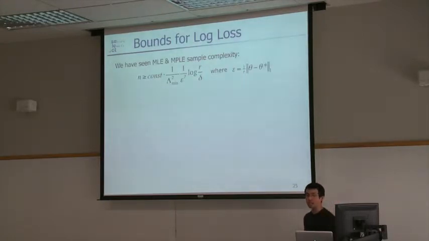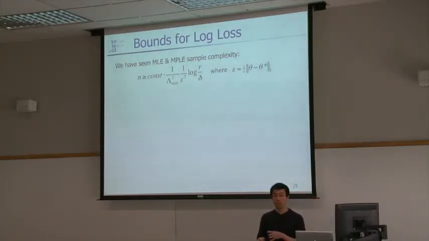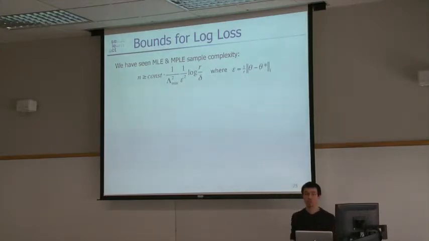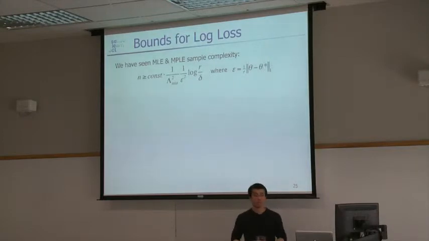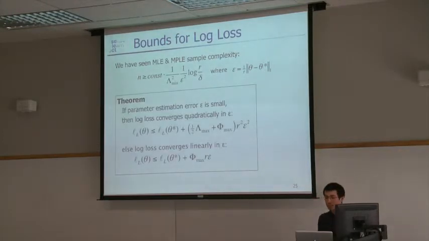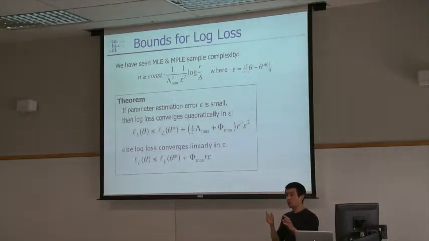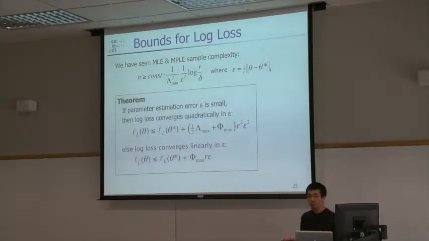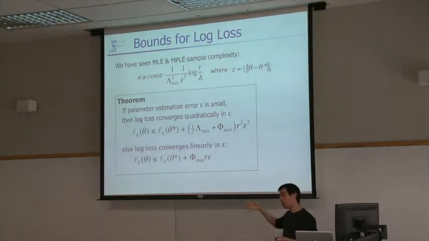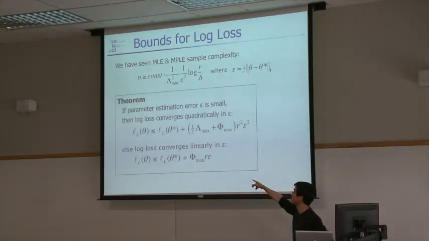OK, so we've already seen these types of bounds, which show the sample complexity with respect to parameter estimation error, epsilon, and the number of samples you need to do that. But you also might be interested in bounds on the log loss. This is a pretty standard kind of result, but basically it says that if you are close to convergence, then the log loss is going to converge quadratically in epsilon, which you can see at the end. But if you're far away from the optimum, then you'll just converge linearly in epsilon.